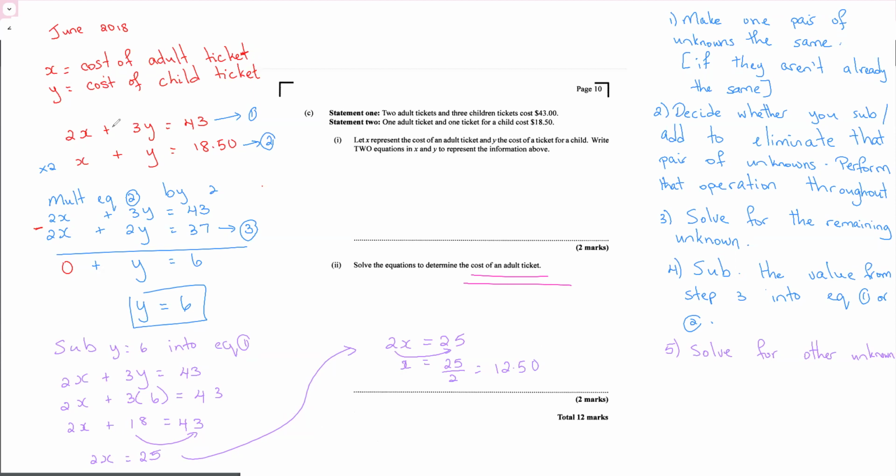The adult ticket is X. So X, so this is your answer. X is equal to the cost of adult tickets, and it's equal to $12.50.